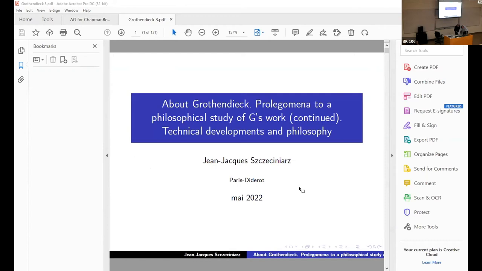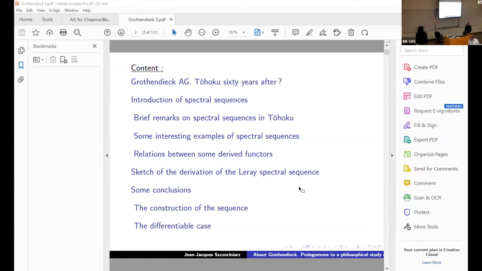Okay. Now my talk about this part, Grothendieck algebraic geometry and Tohoku 60 years after, is a big introduction to spectral sequences and a brief remark on spectral sequences in Tohoku. I will give some interesting examples of spectral sequences and the relation between some derived functors. And if I have time, I will give a sketch of the derivation of the Leray spectral sequence and give some conclusion over these spectral sequences from the philosophical point of view.